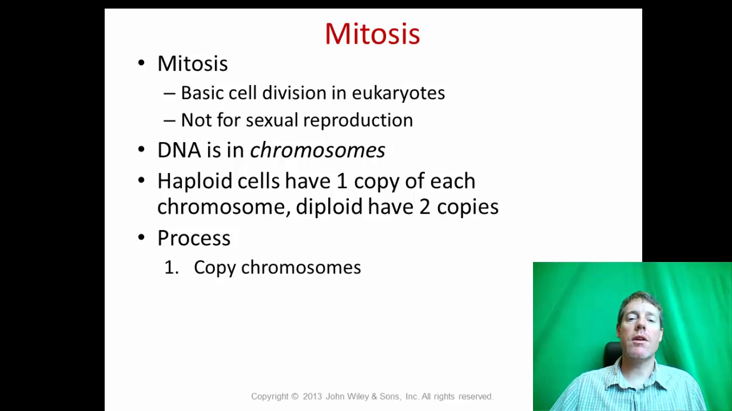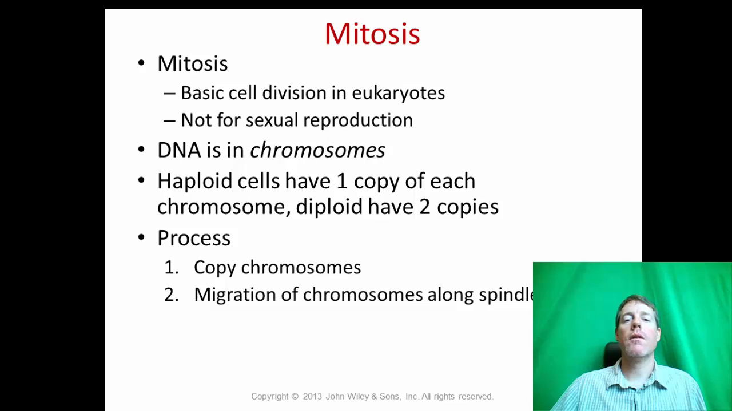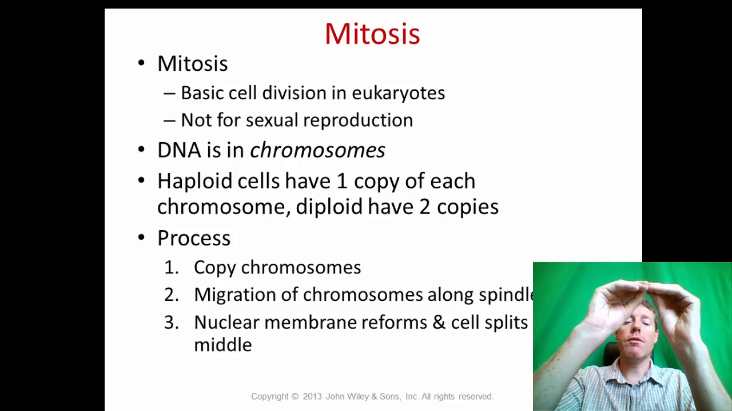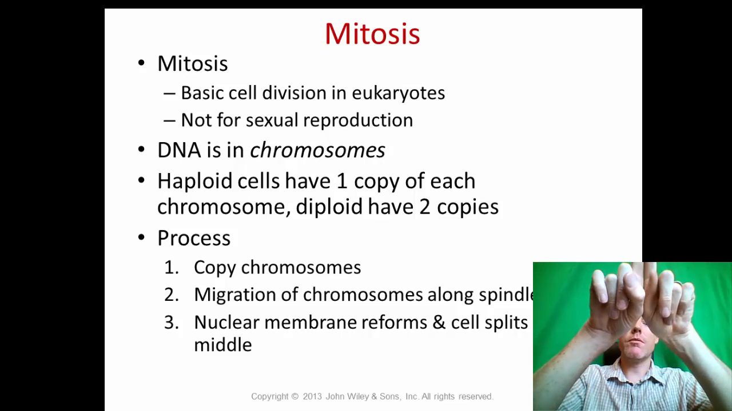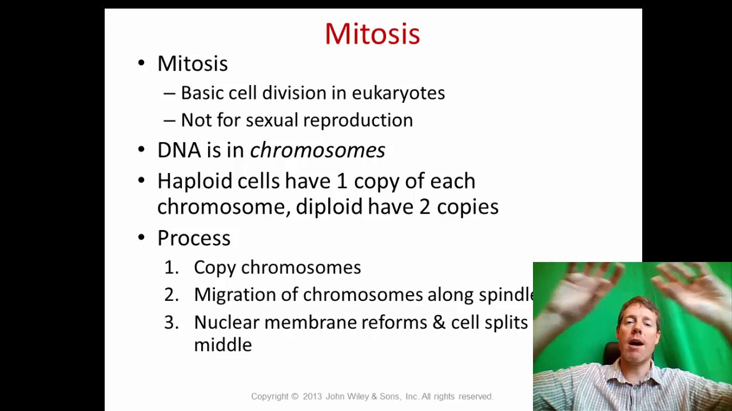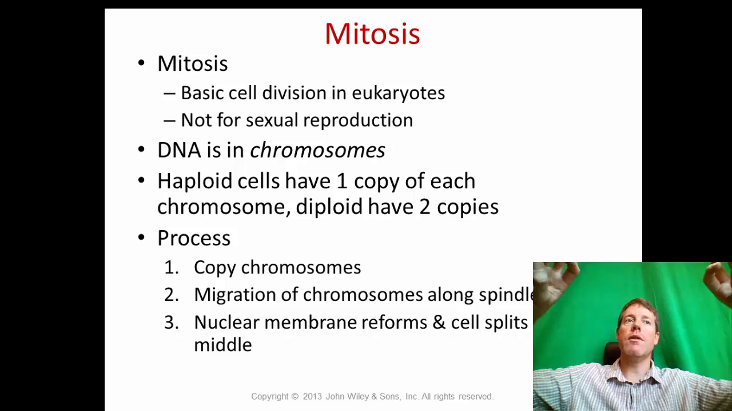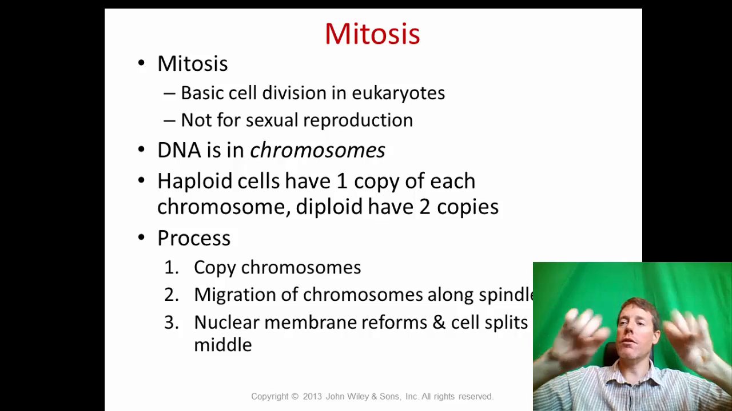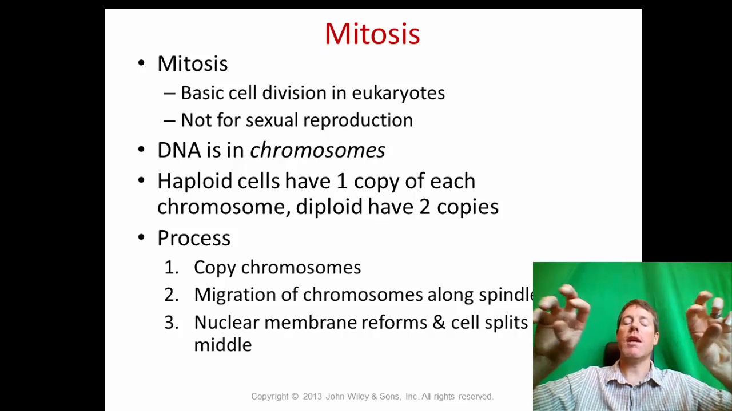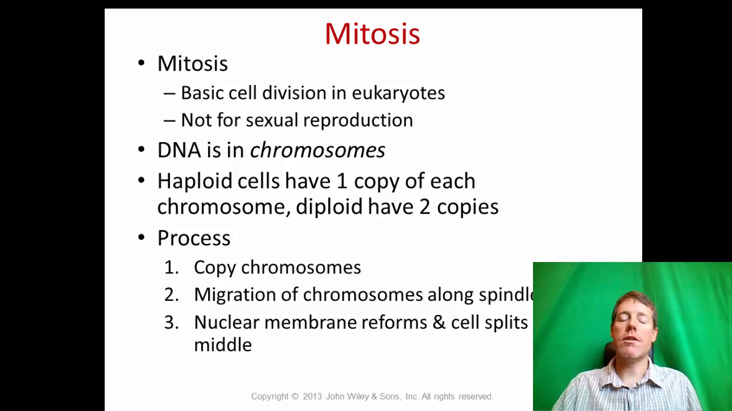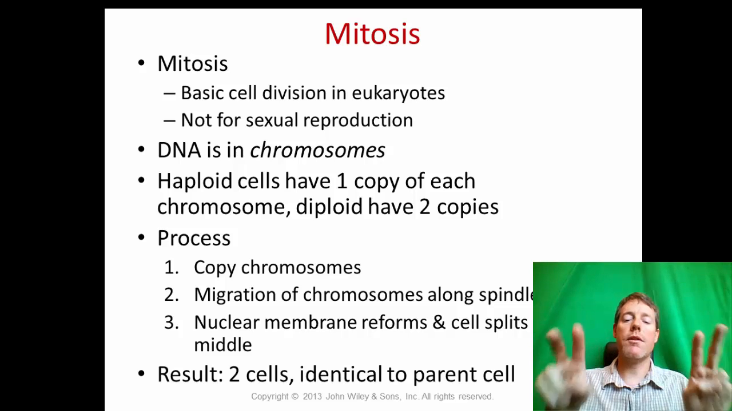So the process, in a nutshell, is first the chromosomes are copied, then the chromosomes migrate along spindle fibers, and when that migration happens, step 2, there are two copies of each chromosome, and those copies migrate in opposite directions along these protein fibers into opposite halves of the cell. Once that happens, now we have a copy of each chromosome in each half. Then a nuclear membrane reforms around those new sets of chromosomes, and then the cell splits down the middle, and now we have two copies of each cell. The result is two cells that are identical to the parent cell.